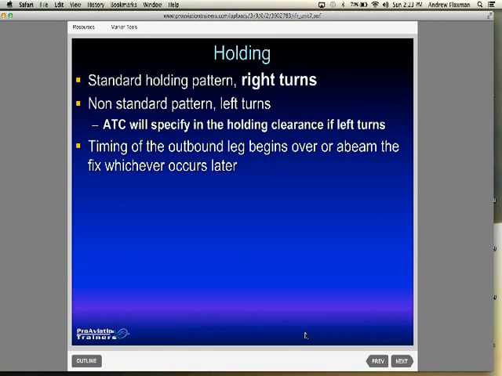But since we've hit it, we can't start our turn to the outbound until we get the to-from swing. So now is when we do our turn. Now we're turning around to 090, assuming calm weather. And we start our time.